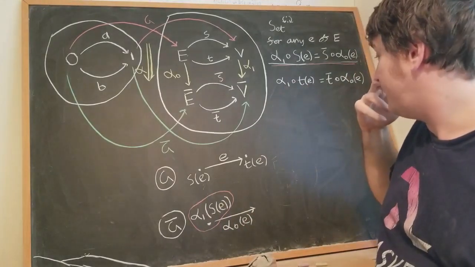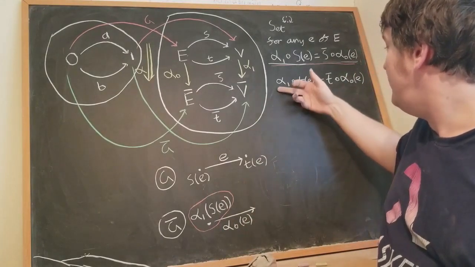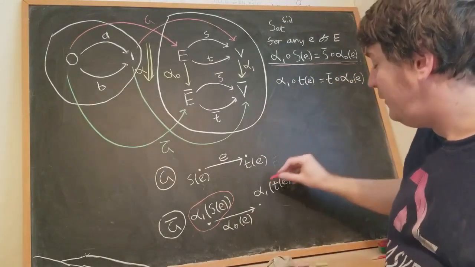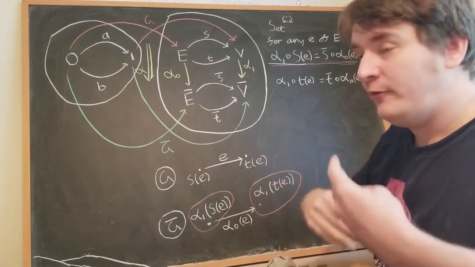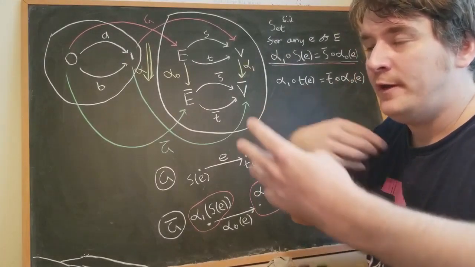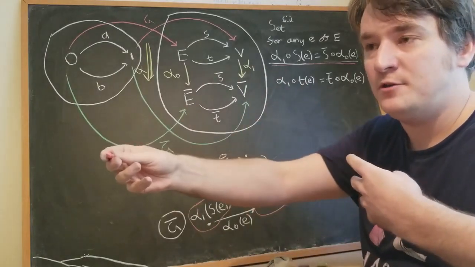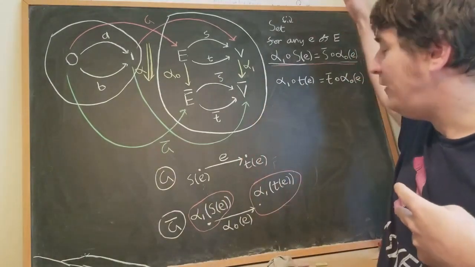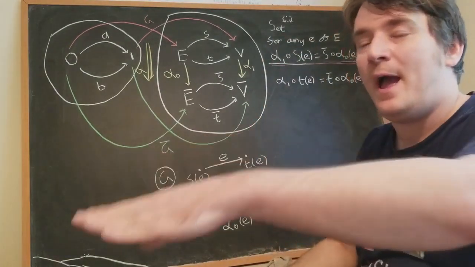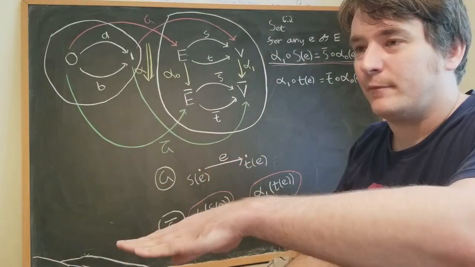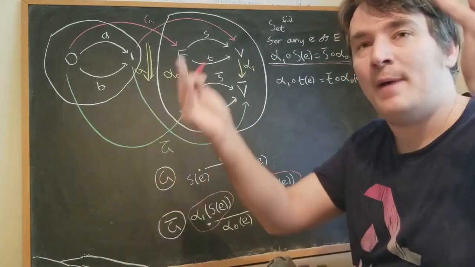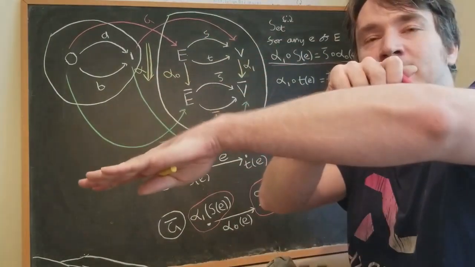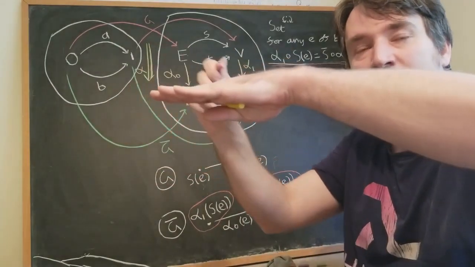And this equation here has a very similar interpretation. All it's basically saying is that we want the image of the target of our edge to be the target of the image of our edge. So all this is telling us is that when we have an edge from one vertex to another, our mapping of vertices and our mapping of edges should work so that the image of that edge is going from the image of its source vertex to the image of its target vertex.